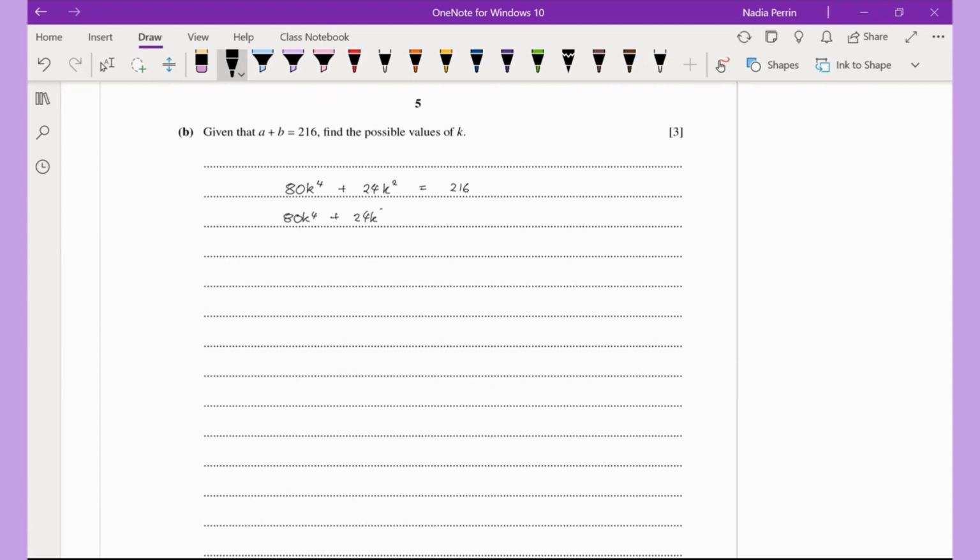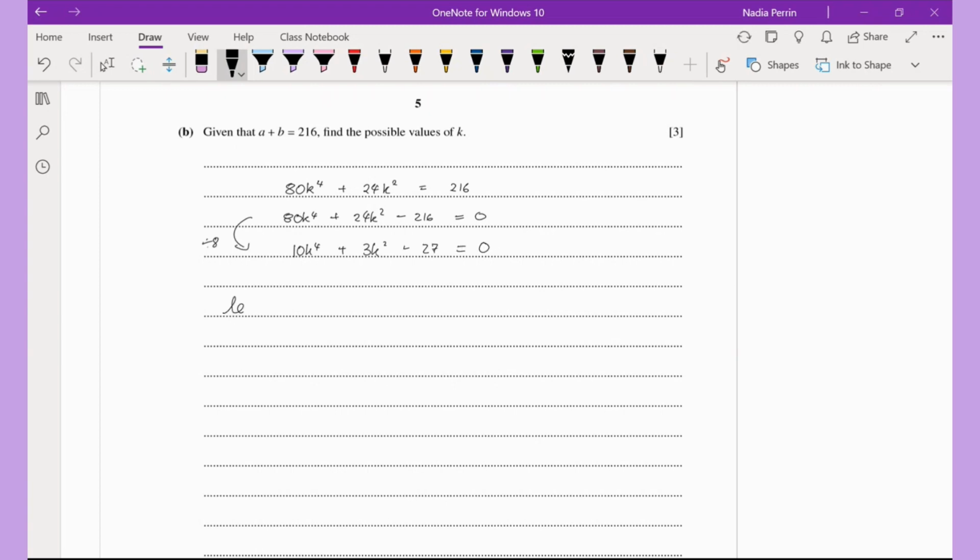So if we make it equal 0, hopefully you can see that we can think of this as the x squared term and the x term and the constant, like a, b, and c. Before I do that, I am going to make the numbers slightly easier. So I'm just going to divide everything by 8. We get 10k to the power of 4 plus 3k squared minus 27.